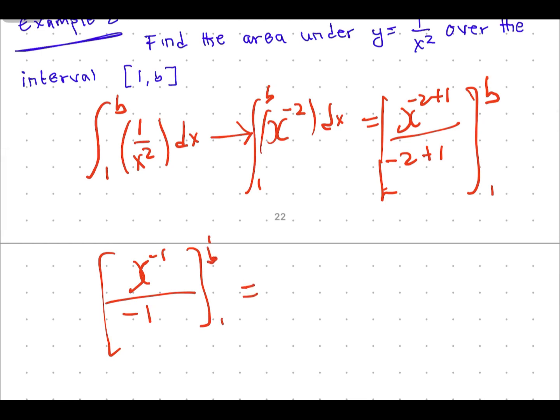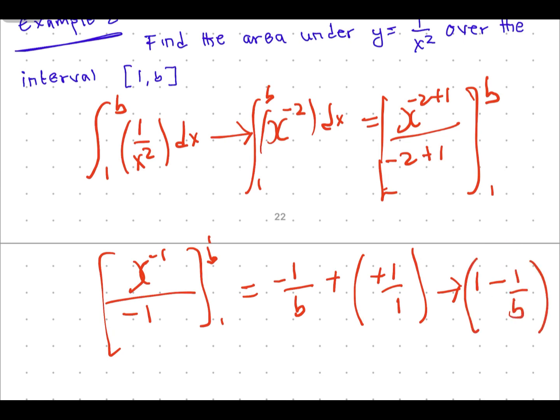Applying the fundamental theorem of integral calculus, we get negative 1 over b, which is the upper limit, minus the lower limit, which is negative 1 over 1. And therefore this will give us a positive, and at the end of the day we get 1 minus 1 over b. So this will be your final answer.